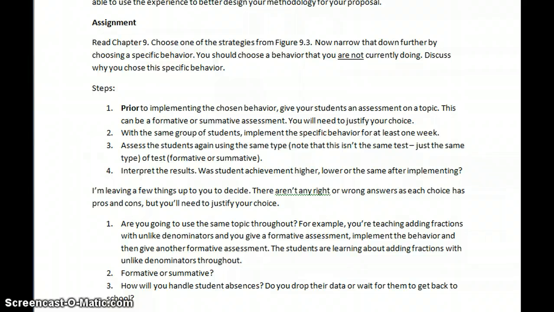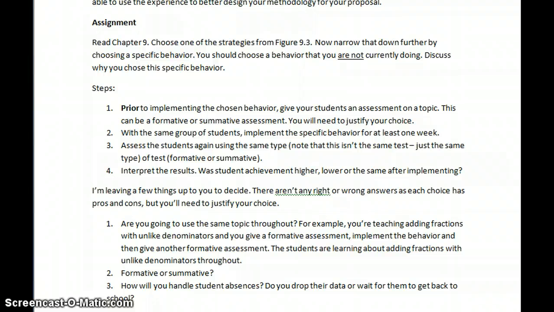So the topic is up to you. Just make sure it's the same group of students. And you can do formative assessment or you can do a summative assessment. I'm leaving that up to you as well. So once you pick the students, you give them an assessment on some topic, implement that specific strategy that you chose. Do it for at least 1 week. You want to have enough time for them to actually experience what you're working on. And then assess the students again with the same type of assessment.